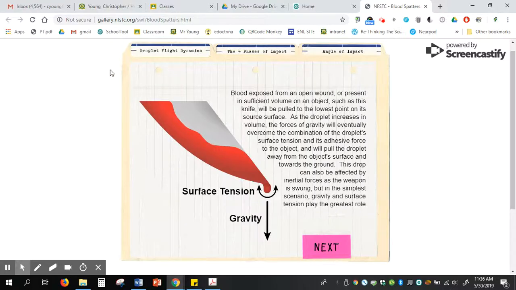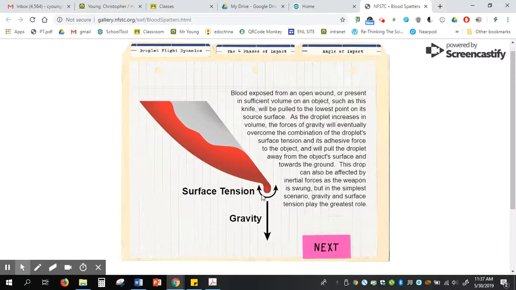Tab 1 is Droplet Flight Dynamics. Blood exposed from an open wound or present in sufficient volume on an object, such as this knife, will be pulled to the lowest point on its source surface. As the droplet increases in volume, the forces of gravity will eventually overcome the combination of the droplet's surface tension and its adhesive force to the object, and gravity will pull the droplet away from the object's surface and towards the ground. This drop can also be affected by inertial forces as the weapon is swung, but in the simplest scenario, gravity pulling down and surface tension holding on play the greatest role.